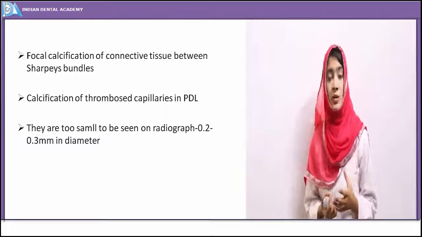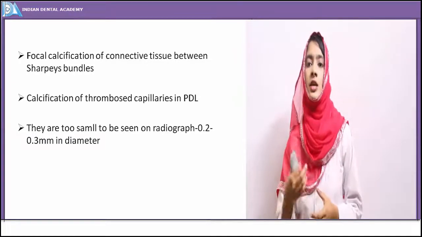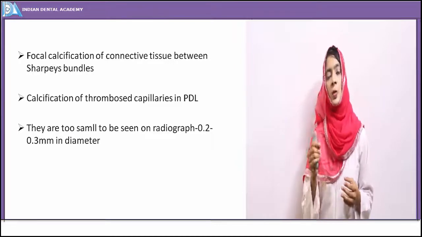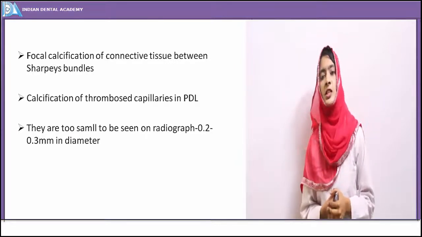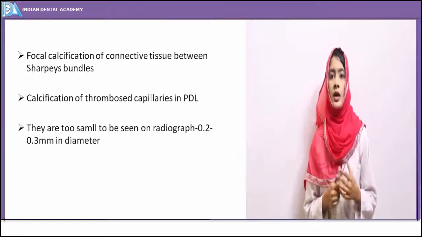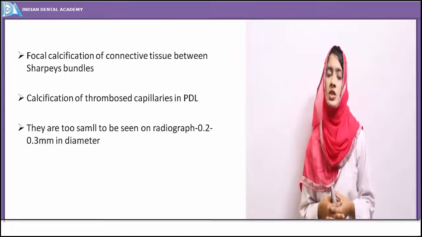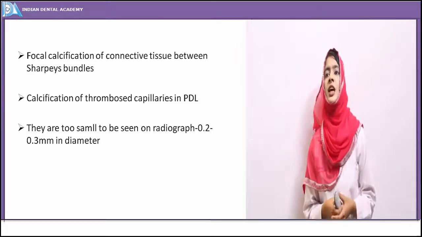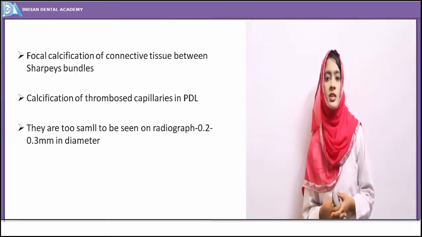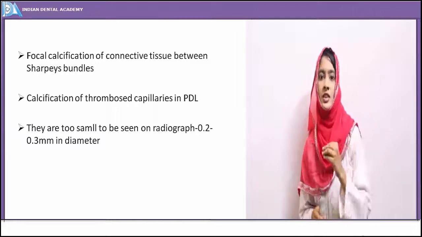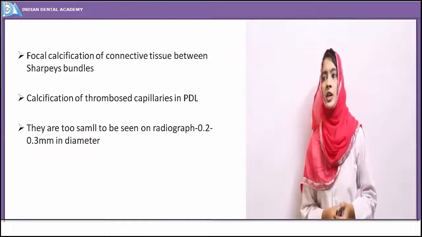Cementicles are very small and are not seen on radiographs. They are just 0.2 to 0.3 mm in diameter, and there are no clinical manifestations of their presence. They may be seen histologically as ossified deposits in the periodontal ligament.